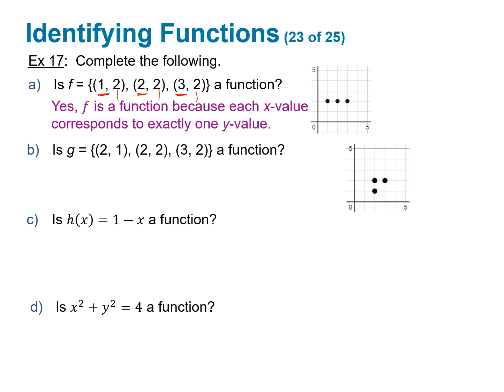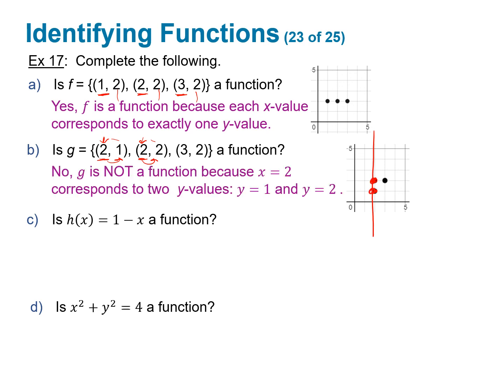Okay. Whereas here we have 2 mapping to 1 and then also 2 mapping to 2. That is not a function because 2 maps to 2 different things. And if you see this visually, 2 maps to 2 different things. So a vertical line would touch both of those. So that would be not a function.